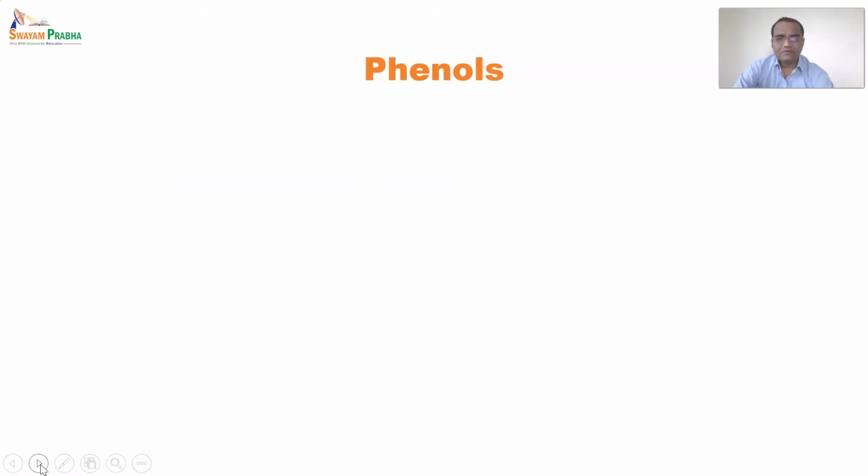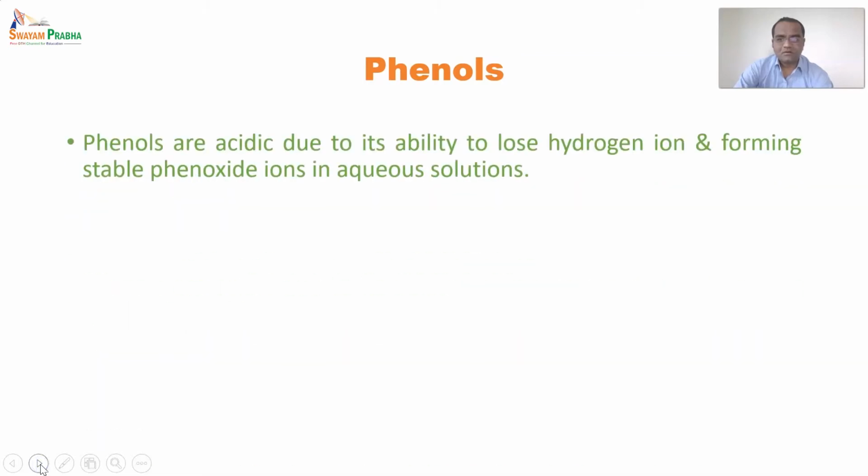Now let's see what phenols actually are. Till now we have covered benzene and its derivatives. A little modification, or we can say a substitution of an OH group on a benzene ring, is said to be a phenol. And we'll see some characteristics of phenol also. Phenols are acidic due to their ability to lose a hydrogen ion, forming a stable phenoxide ion in aqueous solution.